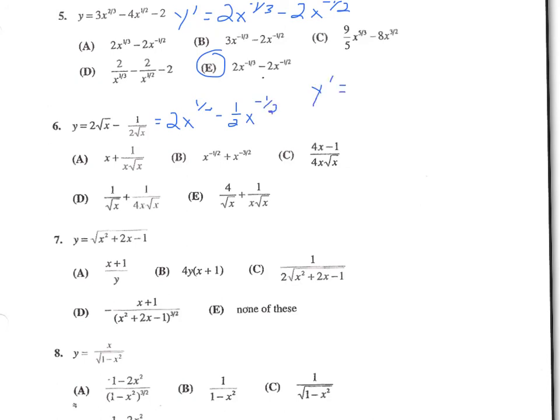So now I'm ready. So 2 times 1/2 will just be 1. So I'll get x to the -1/2. And 1/2 times a -1/2 would be a positive 1/4. Now it will become x to the -3/2. So unfortunately my answer doesn't look like any, oh it does, it looks like B.